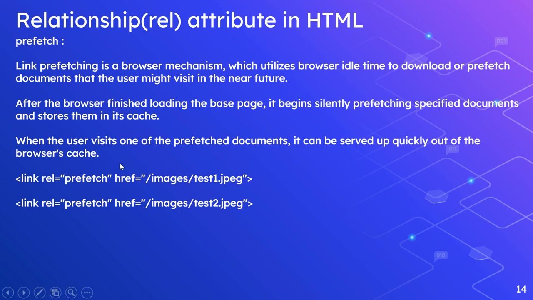If you see here, this is the syntax to specify the prefetch. You can say a relationship prefetch, then the resource URL that should be prefetched.